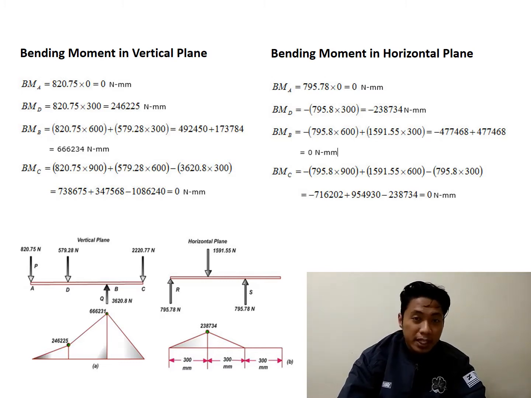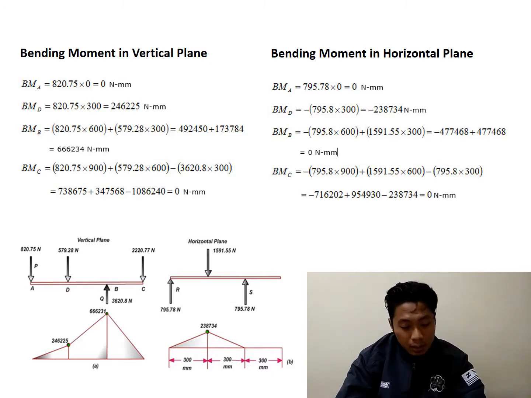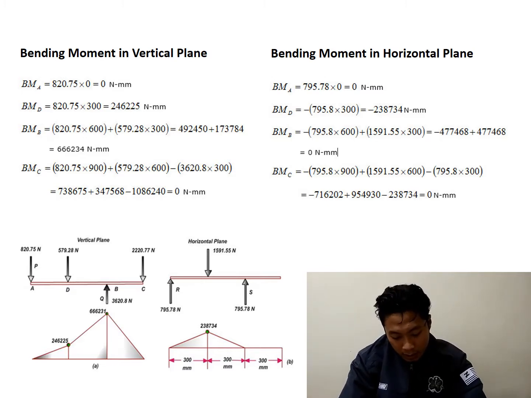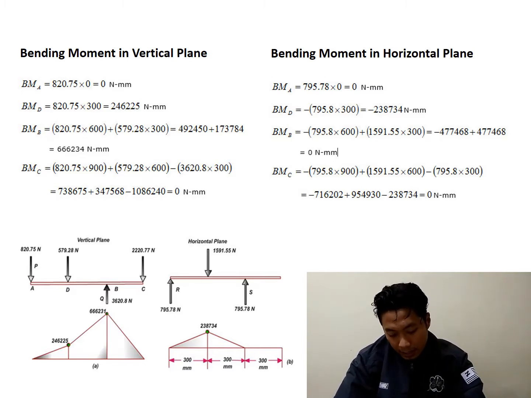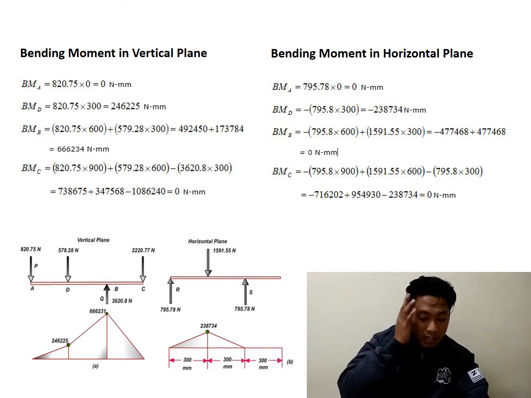The bending moment for A is 0, the bending moment in D is negative 238,000, the bending moment in B is 0, and C is also 0. So this is the calculation for the static analysis of this shaft, which you can see in the slide. There are many steps to calculate, and that's all from me.